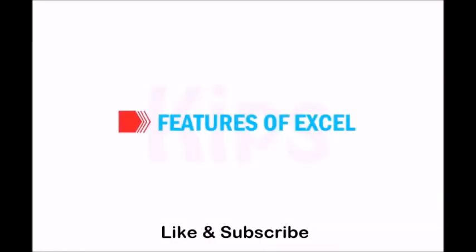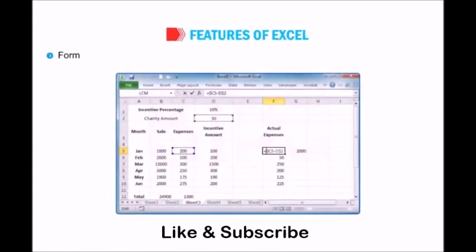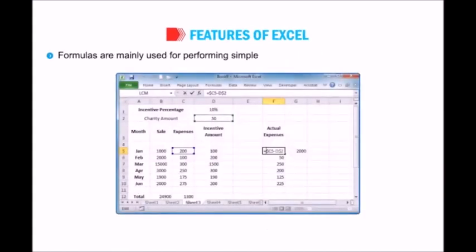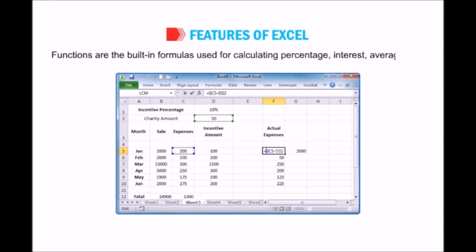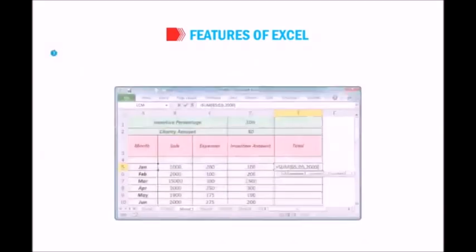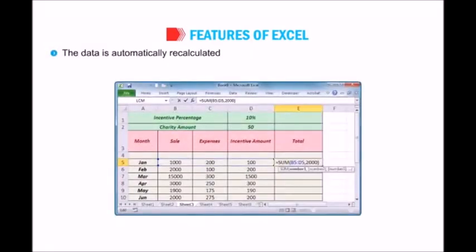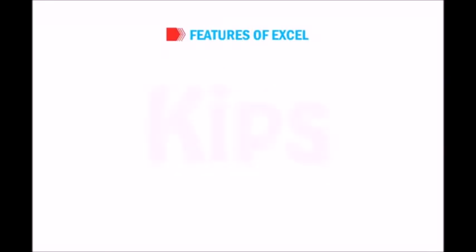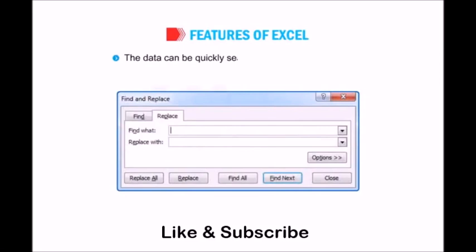Now moving towards features of Excel. Formulas are mainly used for performing simple and complex mathematical calculations. Functions are the built-in formulas used for calculating percentage, interest, average, etc. Formatting feature improves the appearance of data. The data is automatically recalculated in the entire worksheet if any change is made in a single cell. The data can be quickly searched and replaced instantly.